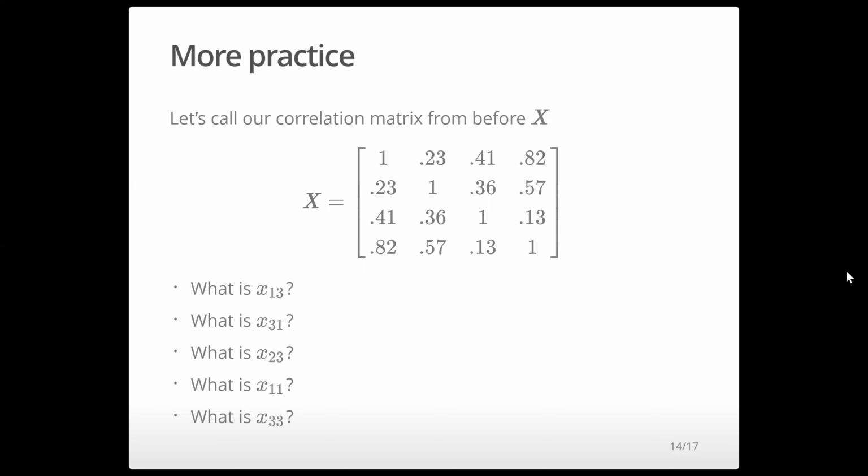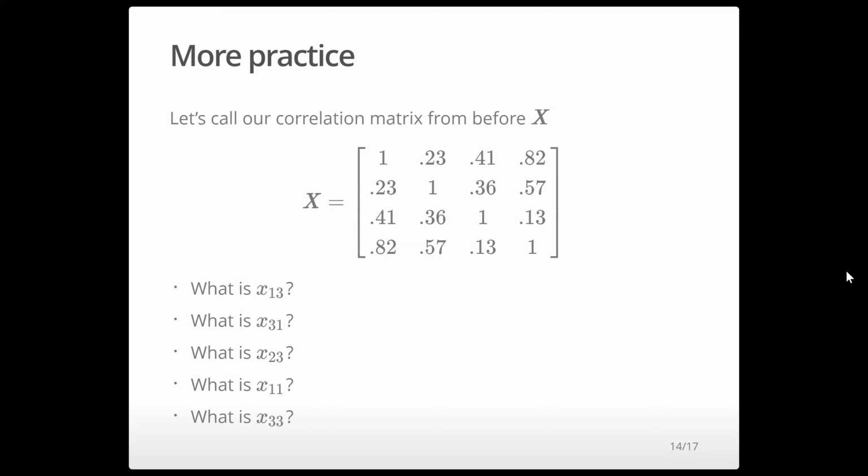So let's take a look at this correlation matrix from before. Let's name it X, and let's just make sure that we're all on the same page a little bit more. First, what's x13? To find x13, we go to the first row and the third column, and we get 0.41. How about x31? Well, we already know this is a symmetric matrix, so we know it's 0.41, but we can also go to the third row and the first column, and we see 0.41 is there as well. And then x23, we go to the second row and the third column, we see that's 0.36.